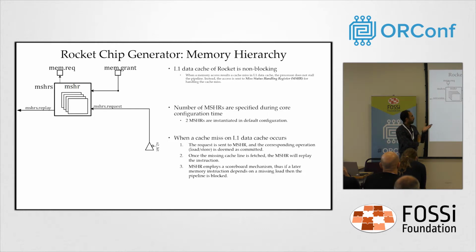The number of MSHRs is configurable before synthesis, and in the default configuration there are 2. The steps on a cache miss in the L1 data cache are: the request is sent, and once the missing line is fetched, it is replayed by the pipeline. That's why I said the memory subsystem of the Rocket is not actually in order, because it employs some sort of scoreboard mechanism to replay the memory operations once they're complete.